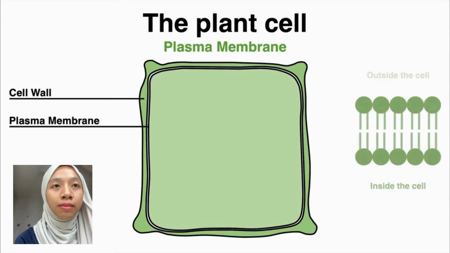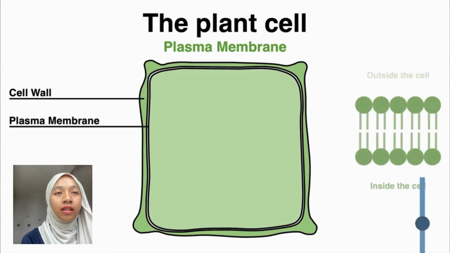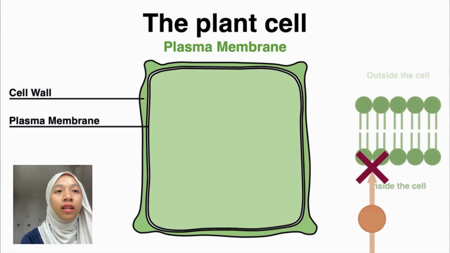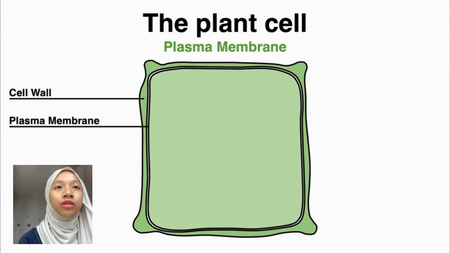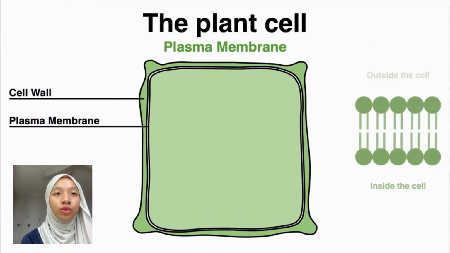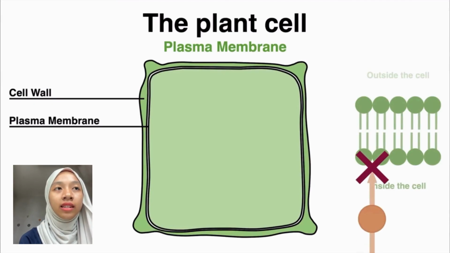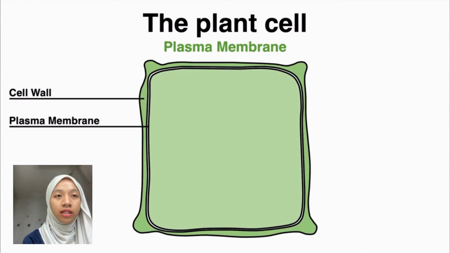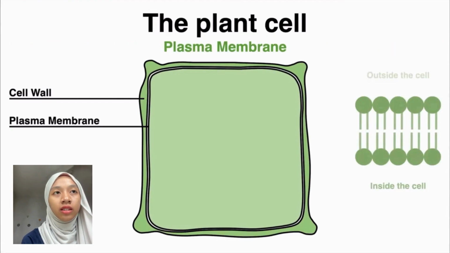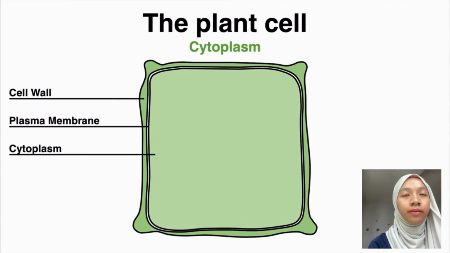Next is the cell membrane. The cell membrane is semi-permeable, meaning it allows only certain substances to enter or leave the cell. Imagine it like a security checkpoint. It ensures that useful materials such as water and minerals can enter the cell, while waste products can exit. This helps maintain homeostasis, which is the stable condition needed for a cell to function.